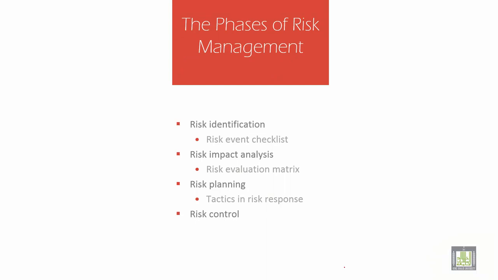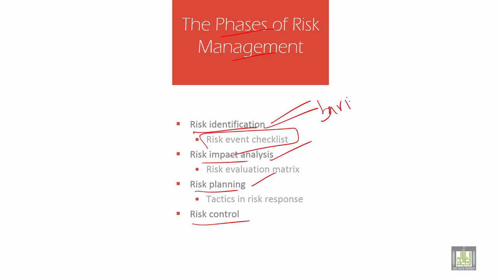Okay, then we have phases of risk management. We have four phases: risk identification, risk impact analysis, risk planning, and risk control. So risk identification lists all the risk events in checklists. It is a process of determining the risks that could potentially prevent the program, enterprise or any investment from achieving its objective. It includes documenting and even communication. So actually it acts as a barrier.